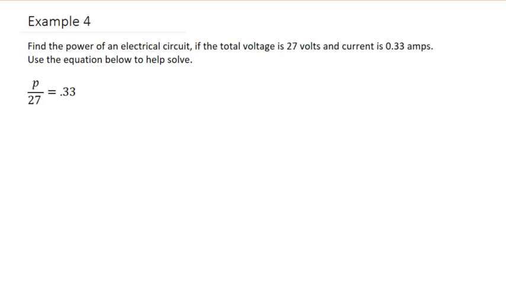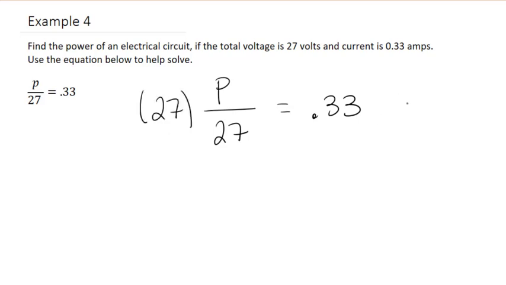Example 4. Find the power of an electric circuit if the total voltage is 27 volts and the current is 0.33 amps. We're going to use the equation below to help us solve. So now we have P over 27 is equal to 0.33. Now what we do is we're going to multiply by 27 on both sides, because whatever we do to one side, we do to the other. These just become 1, as 27 over 27 is equal to 1. So now we're just left with P, which was our whole intention.